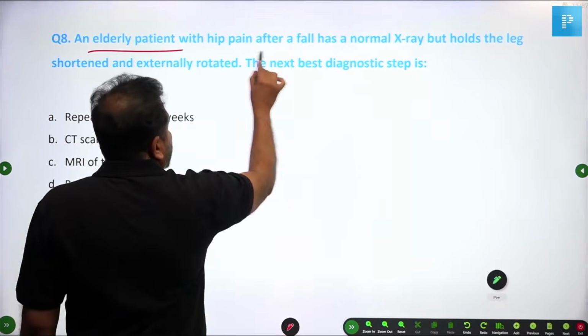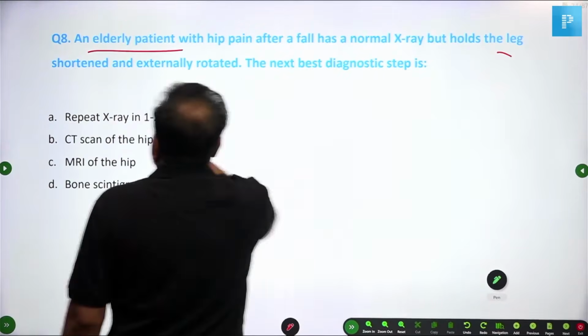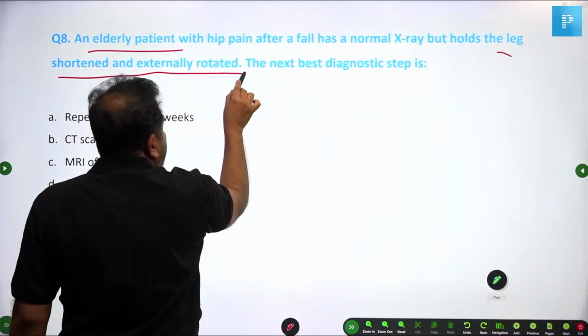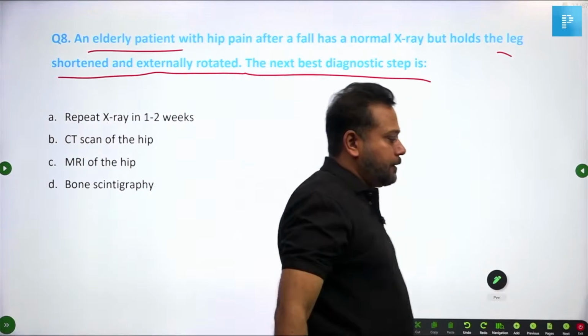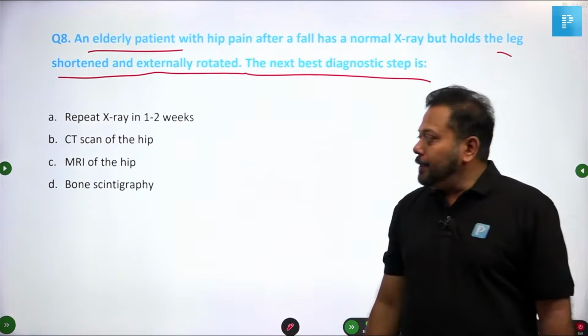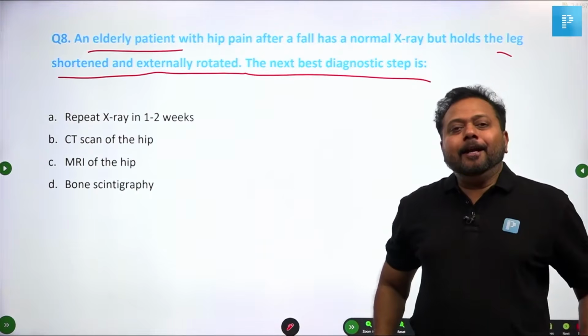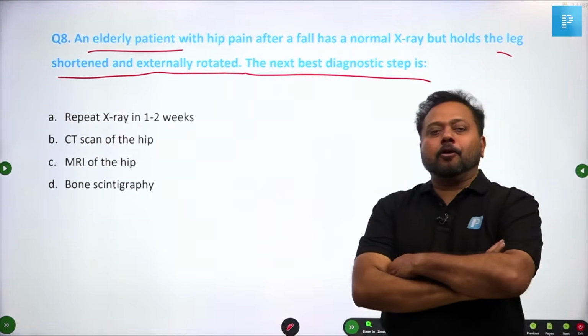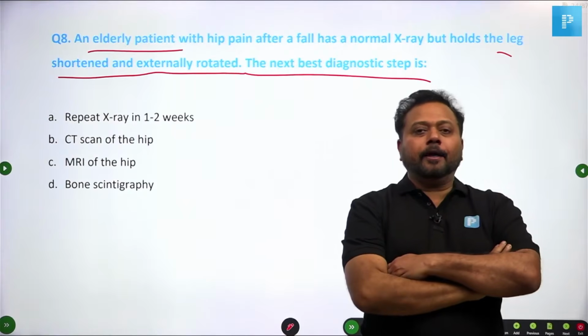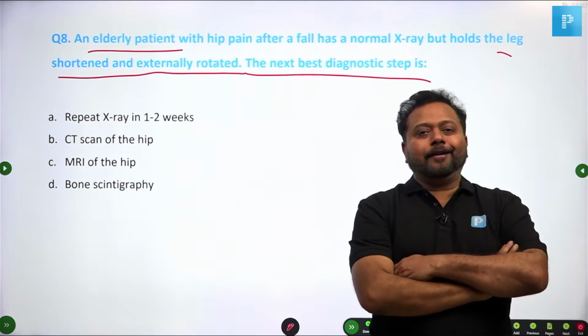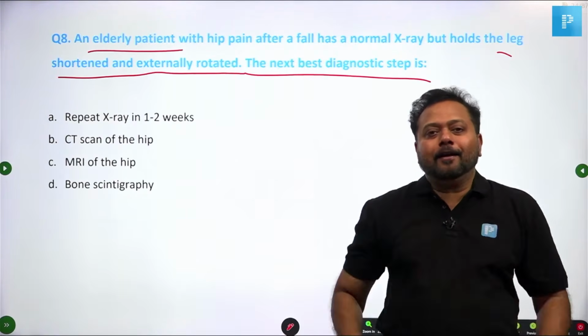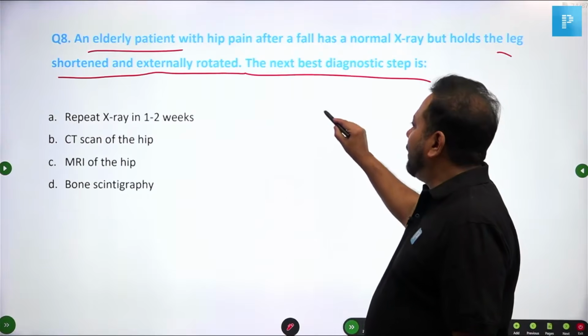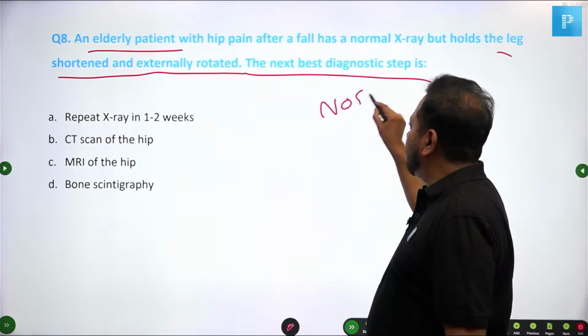You see, elderly, the leg is shortened and externally rotated. Next best diagnostic step. What is the diagnosis? Elderly patient, history of trauma, the leg has shortened and it's externally rotated. The diagnosis is very clear. It is neck of femur fracture.